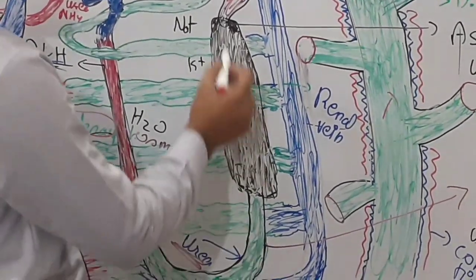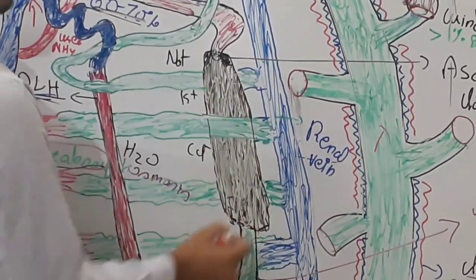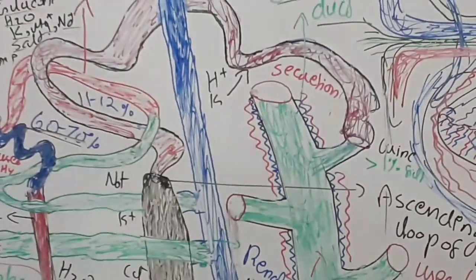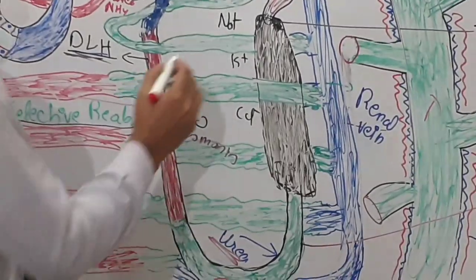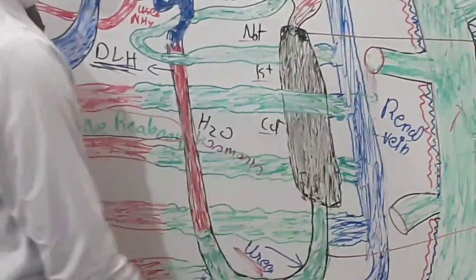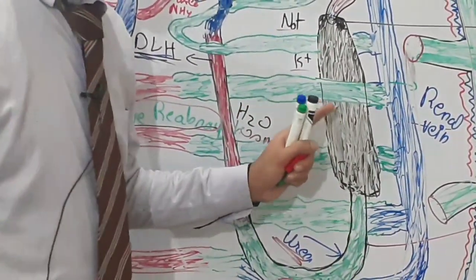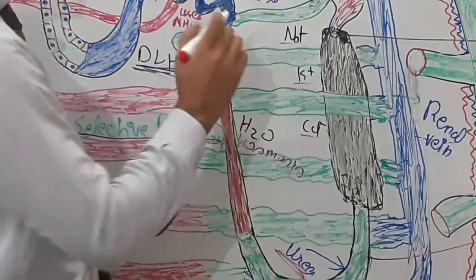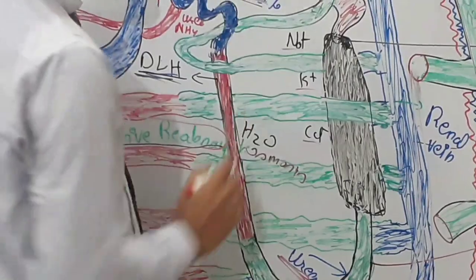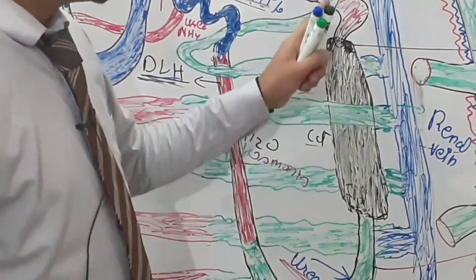Okay, the next one is the ascending loop of Henle. In the ascending loop of Henle, the first part is thick, and reabsorption takes place here. First sodium, second potassium, third chloride are reabsorbed from the filtrate in the ascending loop of Henle. When it leaves the loop of Henle, 11 to 12% of the filtrate remains.